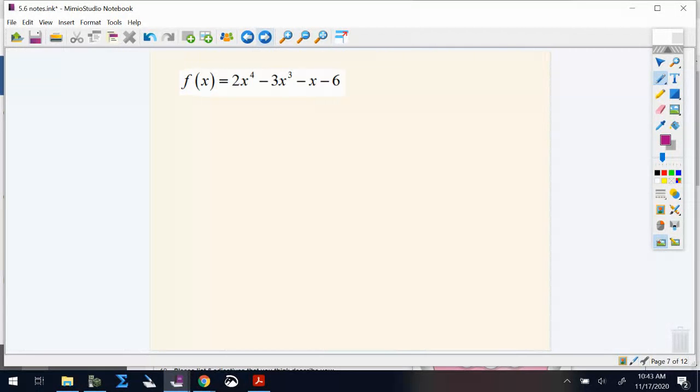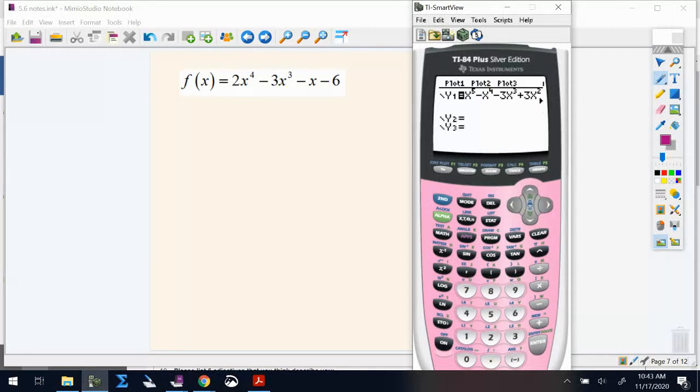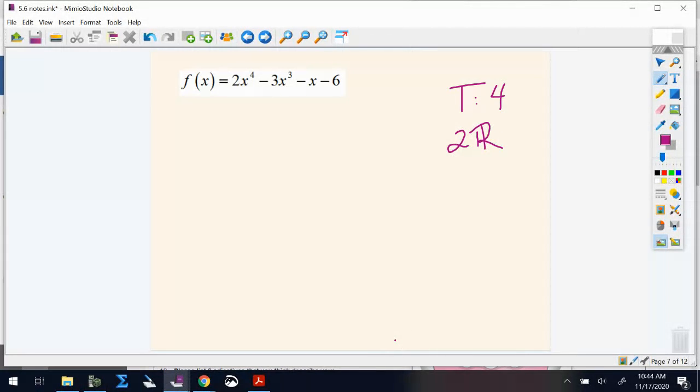This one, again, my total zeros are 4. I'm going to graph it to see what I can see as far as real zeros. So 2x to the 4th minus 3x to the 3rd minus x minus 6. Graph. 1, 2. And that is it. Should not surprise you that you're not going to see it again because it is an even function because it has an even degree and it's going up on both sides, which is what I expect. So this one has 2 real, 2 imaginary.